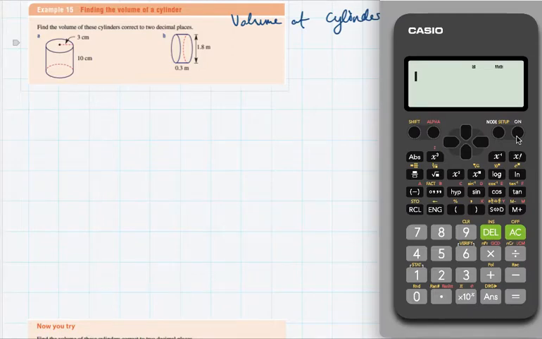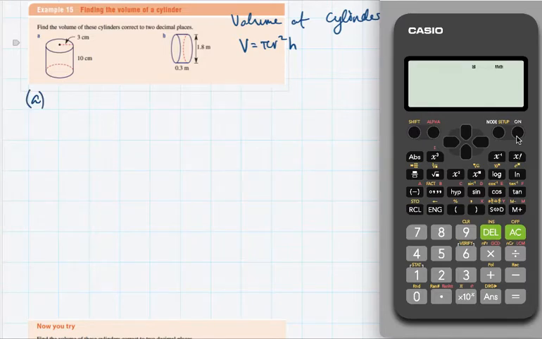You may remember that rule is V is equal to the area of the base, pi r squared, times by the cross-sectional length, which is h, or height. So we're going to use that rule to help us calculate the volume of all these shapes. Let's start off with A.